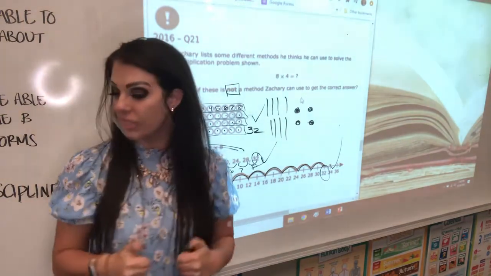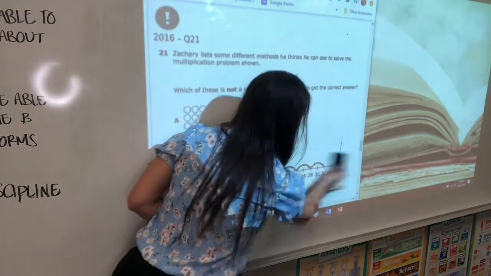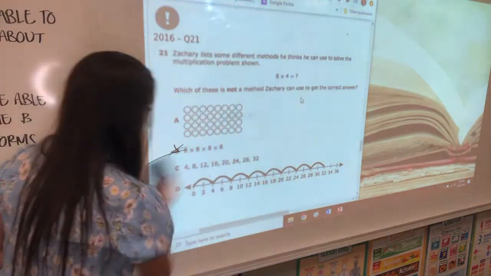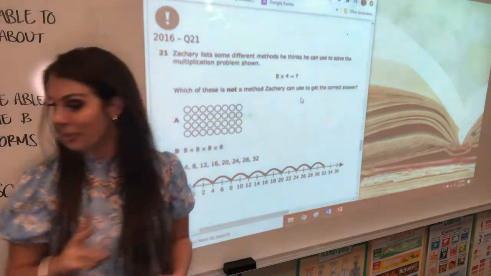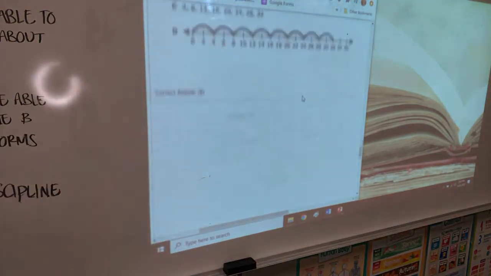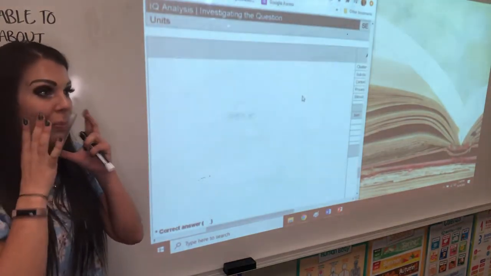Okay, just do whatever works for you. The whole point of math is that we're teaching you a lot of different ways to come to the same answer. You just pick which one you feel works best for you. So, I think those were the only 2 questions on the STAAR about repeated addition.